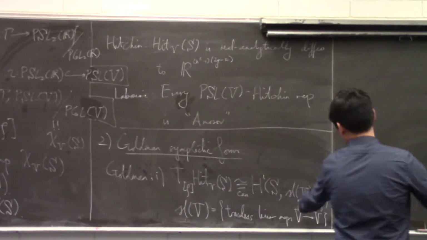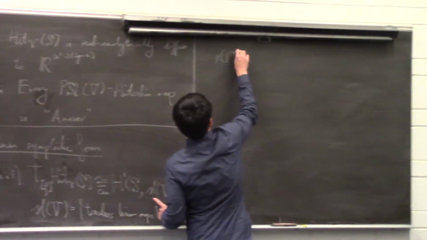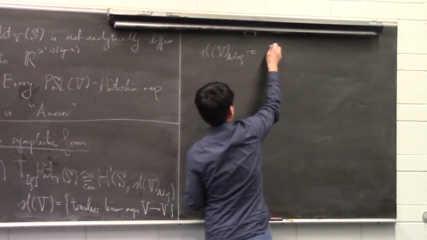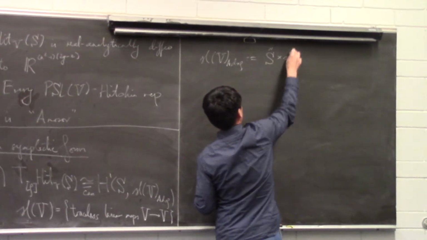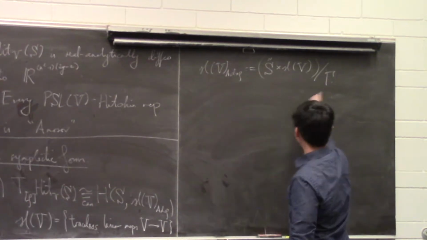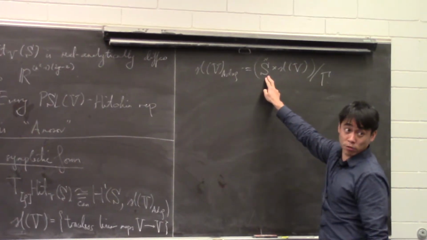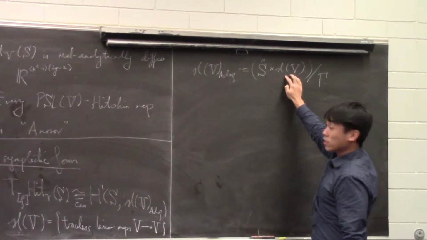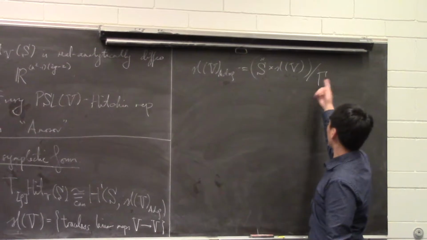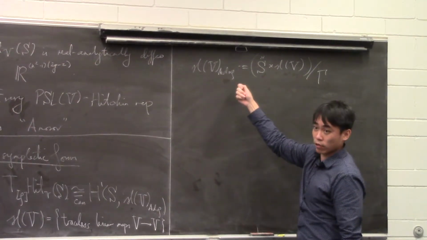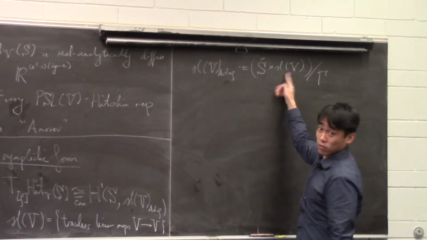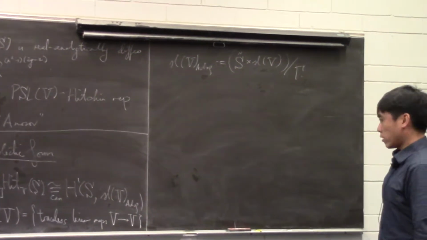And then this bundle here is defined to be the product of the universal cover of the surface times this vector space, and I quotient the entire thing by gamma. Where gamma here acts on the universal cover by deck transformations, and on this vector space SLV by Ad rho. Right, because rho takes gamma into the Lie group PSLV, and the adjoint representation takes PSLV into the endomorphisms of its Lie algebra. So this is what this bundle is.